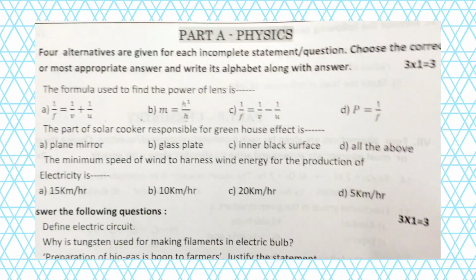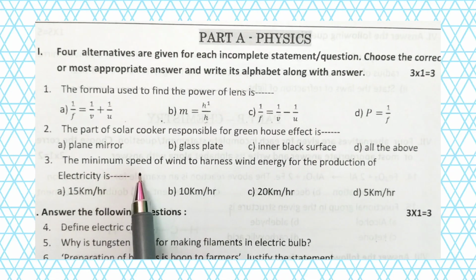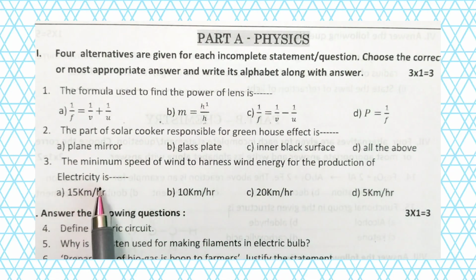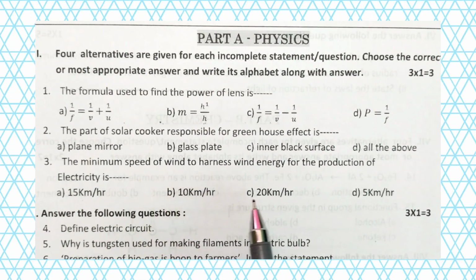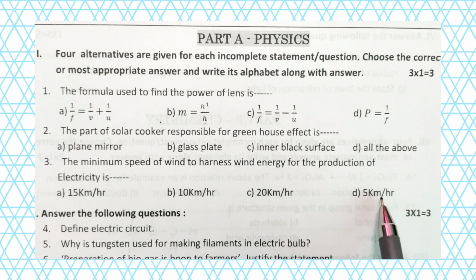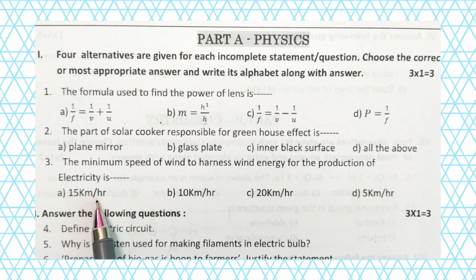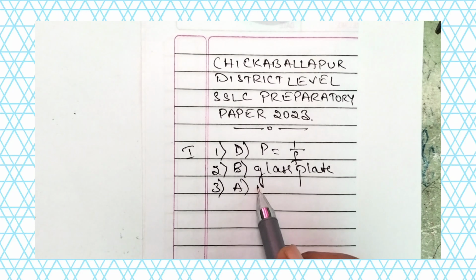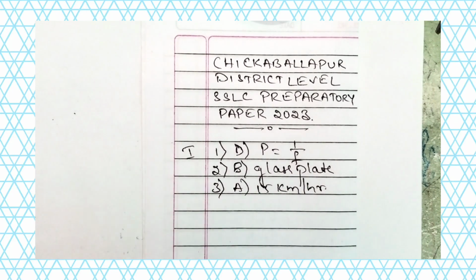Then coming to the third question, the minimum speed of the wind to harness wind energy for the production of electricity is 15 km per hour, 10 km per hour, 20 km per hour and 5 km per hour. So the right answer is 15 km per hour. So option A, 15 km per hour is the right answer.